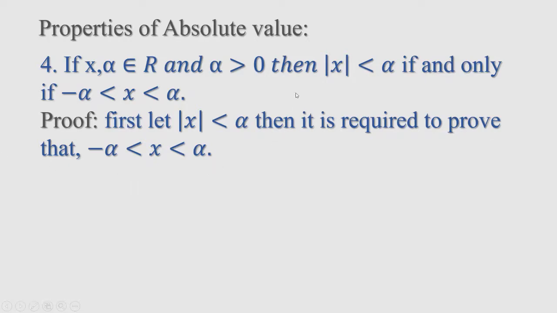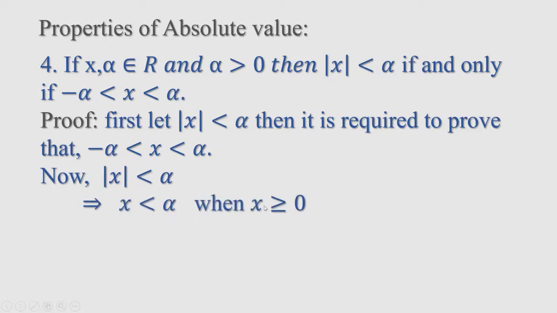Okay, first we let modulus of x less than alpha. Then it is required to prove that x is greater than minus alpha and less than alpha. Now, modulus of x less than alpha, and when x is greater than or equal to 0, then modulus of x equals x. So 0 is less than or equal to x, which is less than alpha.